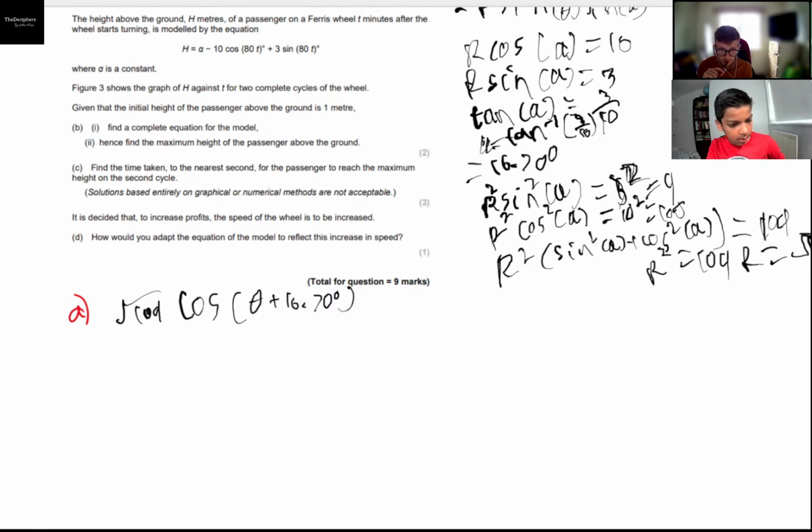Okay, so then the height above the ground, h meters, of a passenger on a Ferris wheel, t minutes after the wheel starts turning, is modelled by the equation h is a minus 10 cos of 30t plus 3 sine of 30t, where a is a constant. Figure 3 shows the graph of h against t for 2 complete cycles of the wheel.